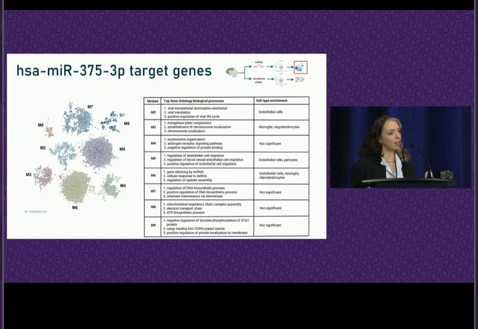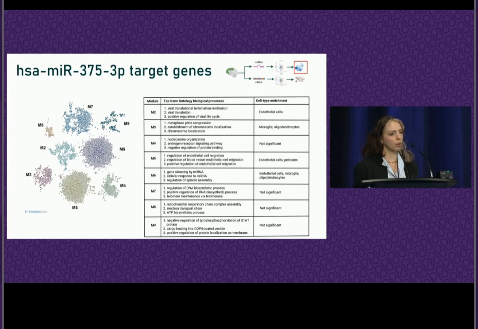So then we looked at the targets of this microRNA. We identified targets and then clustered them based on shared gene ontology biological processes and looked at the cell type enrichment of the genes within each module. I want to highlight a couple of modules. If you're wondering why M1 is not present, it's just because it didn't have any significant results.